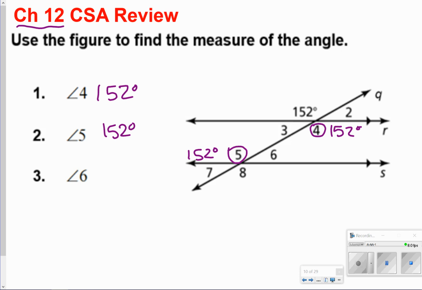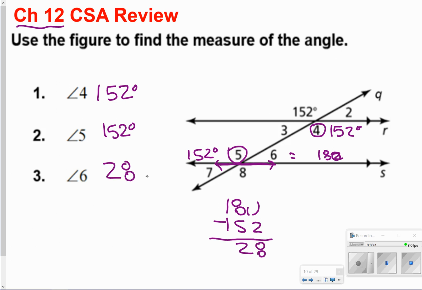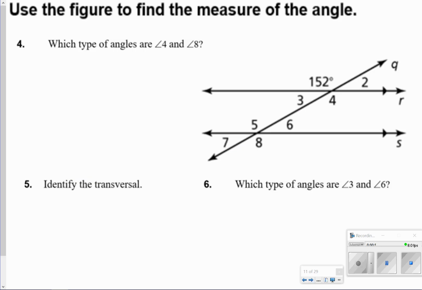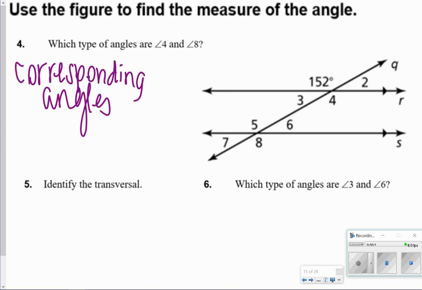Angle 6, you just had to do a little bit of math work. Notice that angle 5 and angle 6 are making a 180 degree angle. So you just had to take 180 and subtract 152 from that, and that's going to give you 28 degrees. So angle number 6 will be 28 degrees. For number 4, 4 and 8 are going to be called corresponding angles, so just make sure that you have corresponding angles for 4 and 8 because they're in the same position, just in a different section.